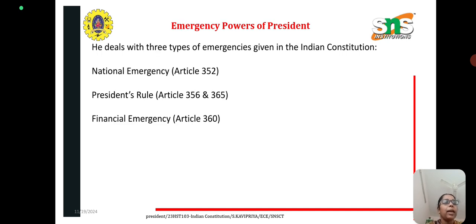And next is the emergency power of the president. He deals with three types of emergencies in the Indian constitution. The first one is national emergency, Article 352; president's rule, Article 356 and 365; and financial emergency, Article 360.